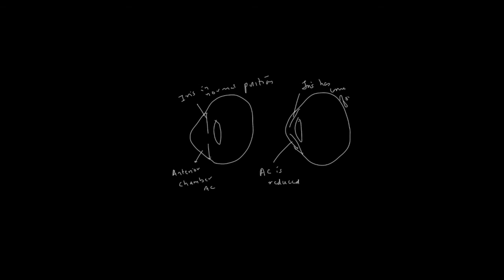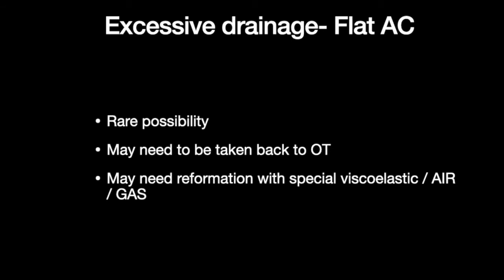Once this flat anterior chamber develops, the patient needs a very close watch. A lot of times these patients improve over a period of time, but if there is no improvement, these patients may have to be taken to the OT for a procedure called anterior chamber reformation. It is usually done with air, gas, or sometimes special viscoelastic.